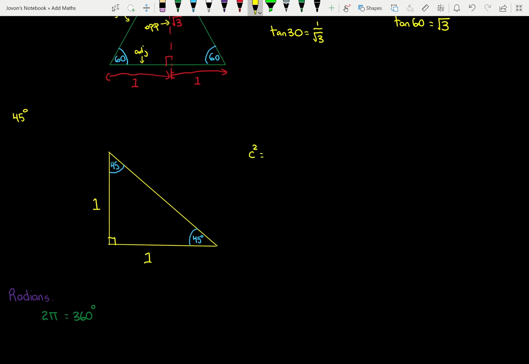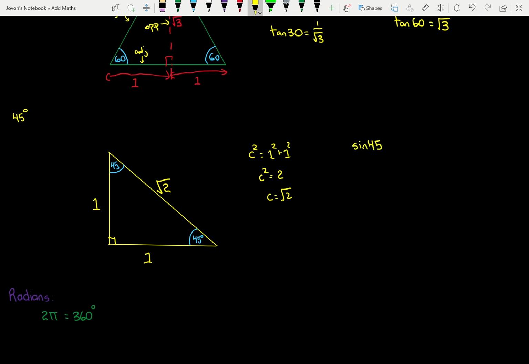We're going to find the length of the hypotenuse, which would be 1 squared plus 1 squared. c squared would therefore be equal to 2. Therefore, c is equal to the square root of 2. So the length of this hypotenuse line here is the square root of 2. Okay? So now we're going to find sine 45.